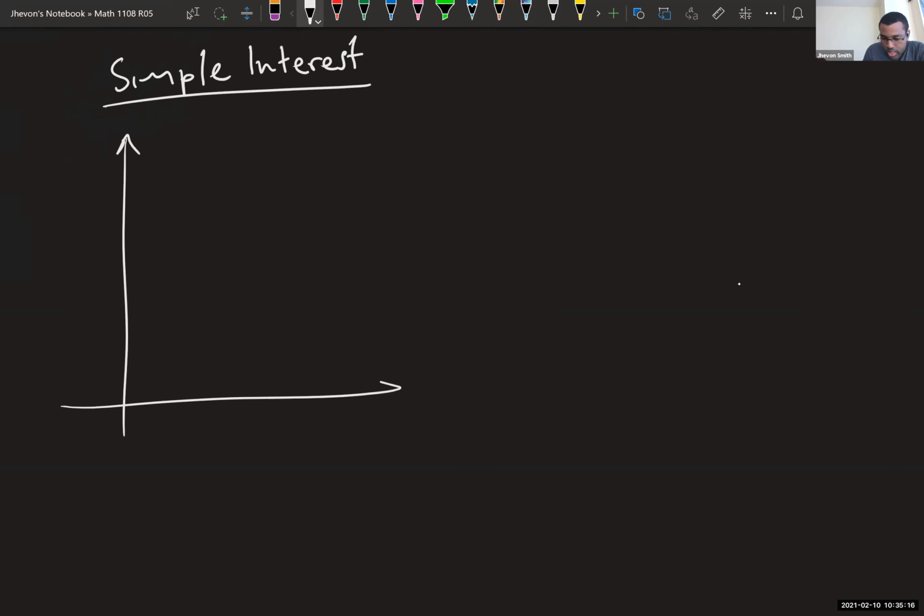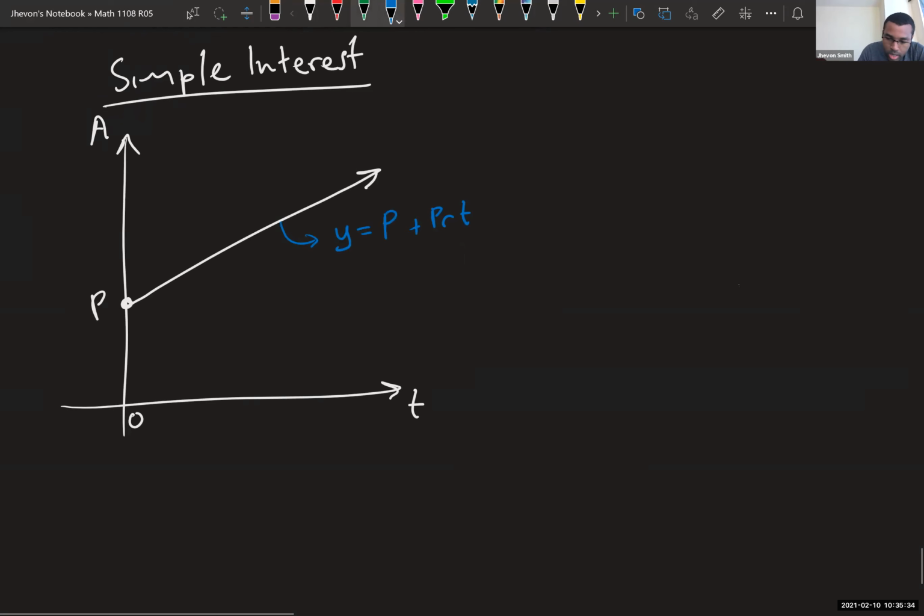So in simple interest, if over time you're tracking the amount borrowed, at time zero you borrowed P dollars, the amount you have to pay back is going to grow like a straight line, right? So this is literally going to be Y equals P plus PRT, where the P is like your y-intercept and the RT is like your slope, right? So it's a straight line.